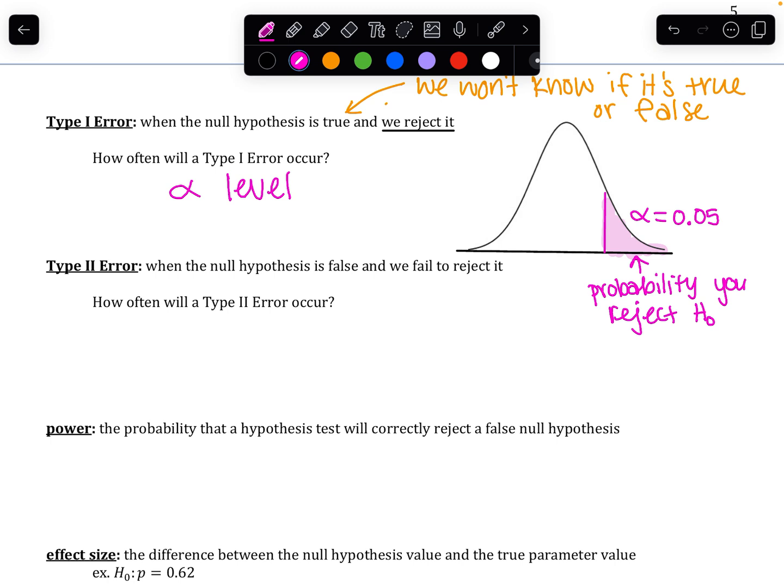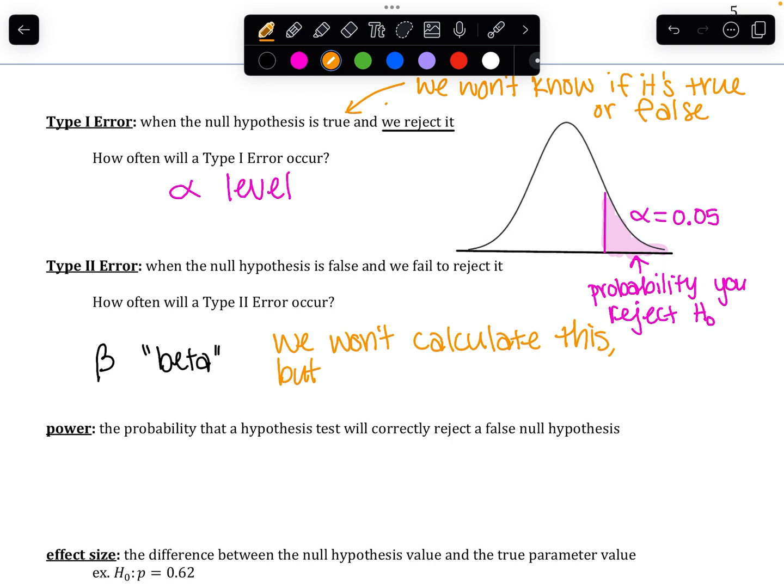How often will a type 2 error occur? Well, we actually call this beta. It's a Greek letter, looks kind of like a B. This is how you write it. We won't actually calculate this, but sometimes it's given to you in the problem. It's very complicated to calculate. You could look it up if you want, but in this class, we will not actually calculate beta, but we can refer to it.